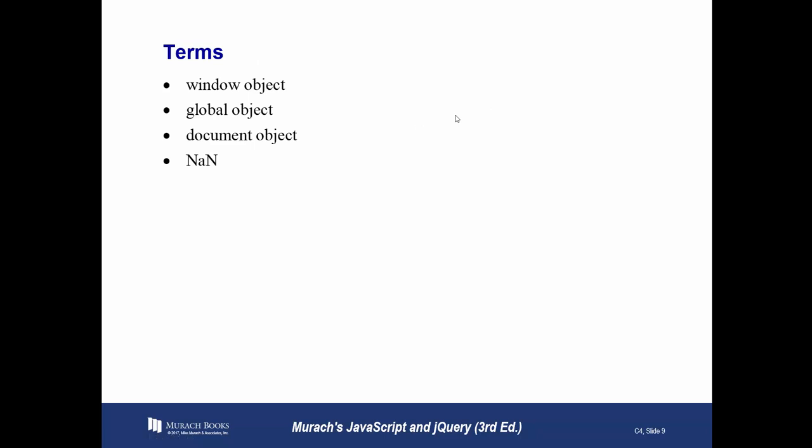All right, some terms you should be familiar with. The window object. I don't think there's really anything exactly new right here. We mentioned that the window object is the default object, so you can say window.alert, and you can say just alert also. We've got a global object that we're going to get to in a bit, a document object, which is a subset of the window object, and not a number, NaN.